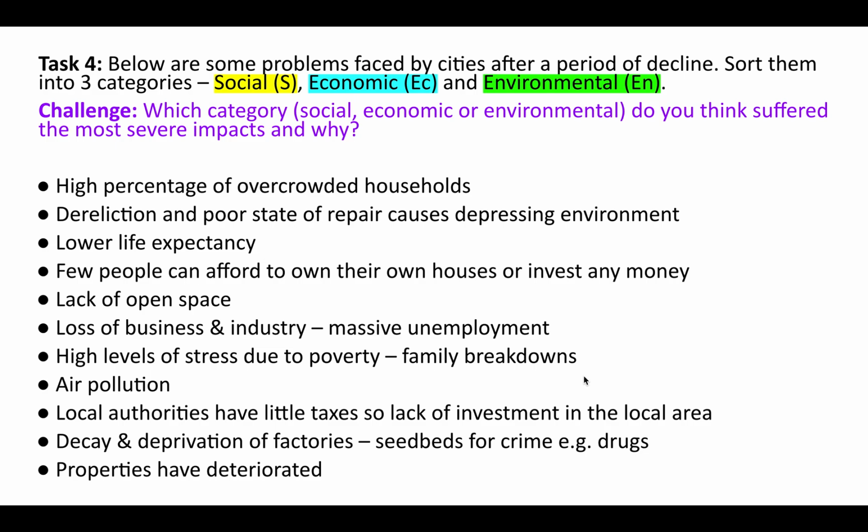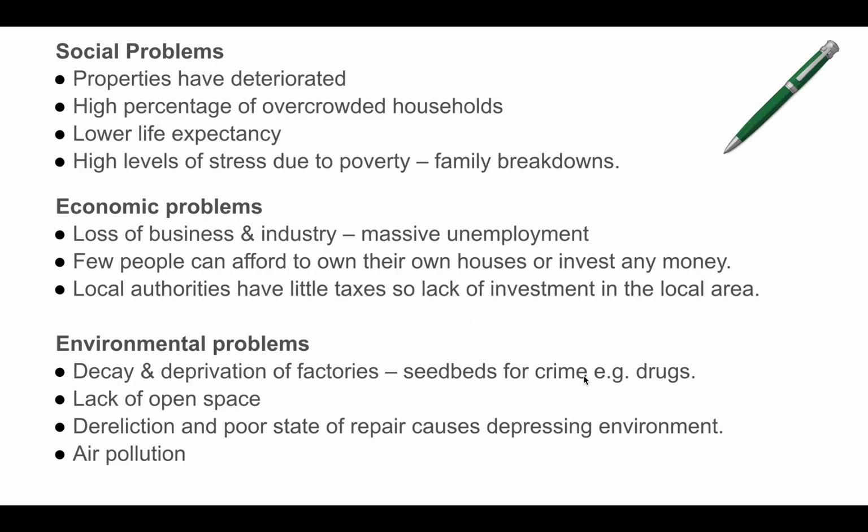Okay, so let's have a little look at what our answers should have been. You should have had about four social problems: that the properties themselves have gotten worse, a high percentage of overcrowded households, which means that you've got too many people living in them, a lower life expectancy, people living shorter lives, and, as we've discussed already in previous lessons, high levels of stress due to poverty, family breakdowns, people arguing, not having jobs or losing their jobs causes a huge amount of stress.